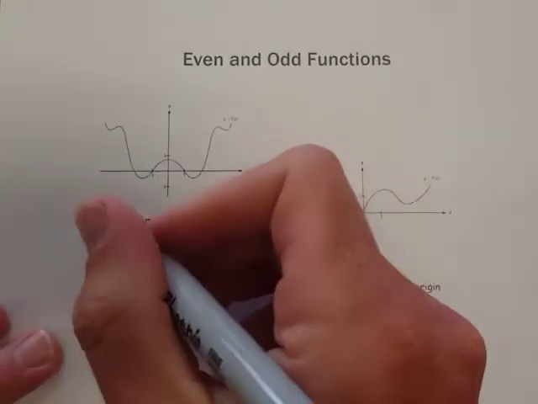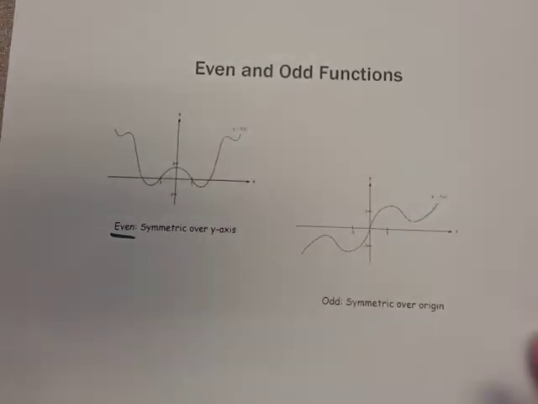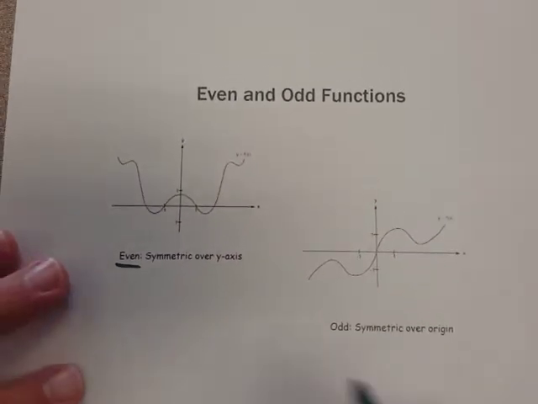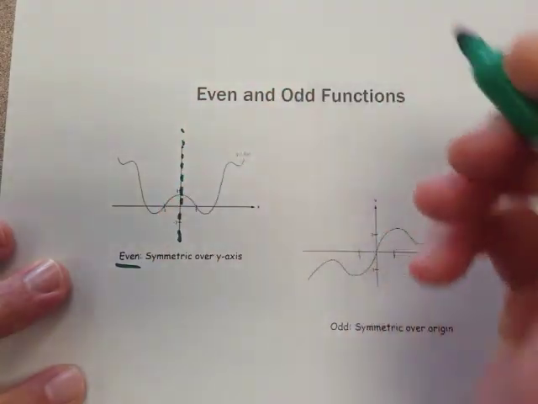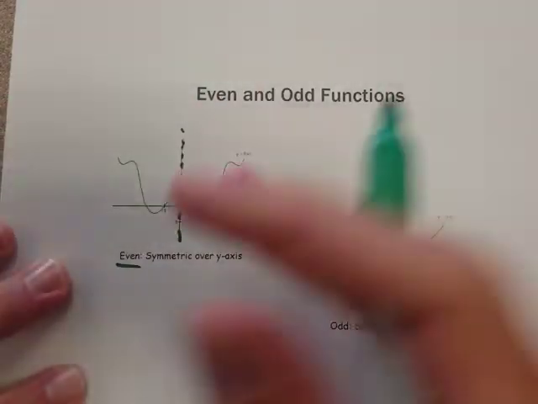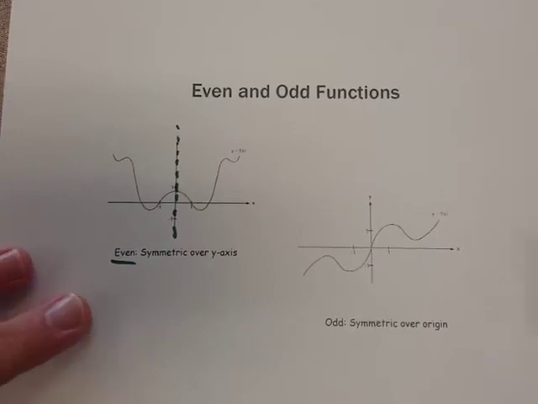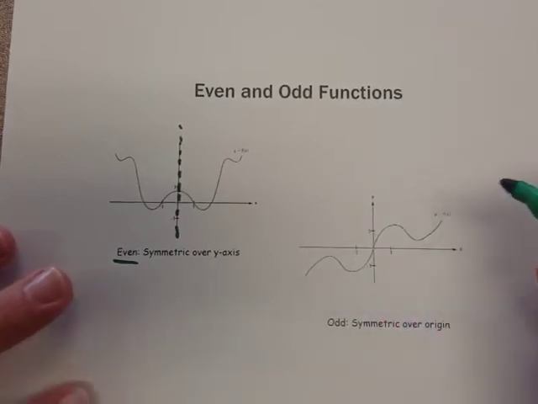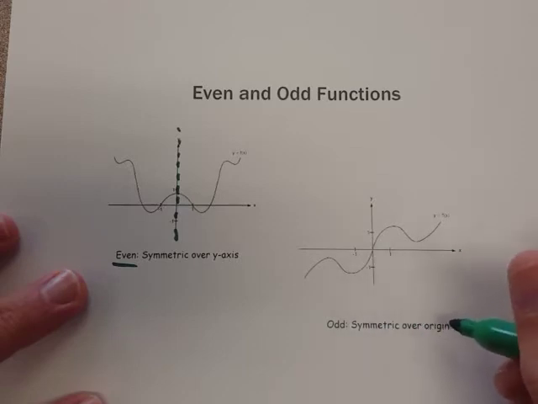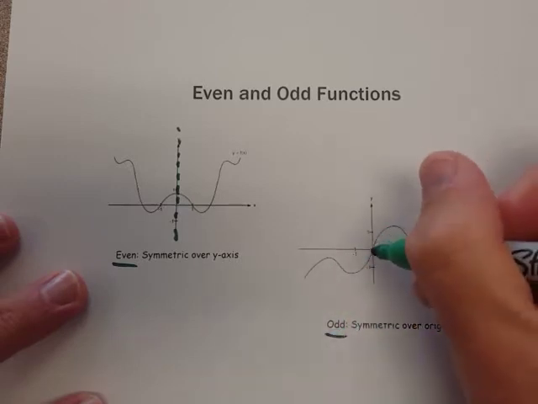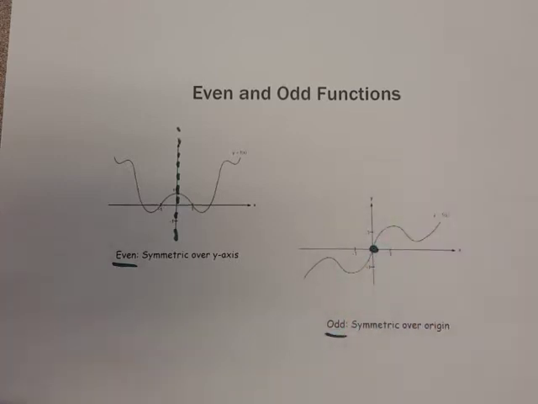A graph or a function is considered even if there is symmetry over the y-axis. So it's a mirror image. You can fold it over that line and it matches up. A function is going to be odd if it is symmetric over the origin. So we have to have this thing symmetric through the point 0, 0.